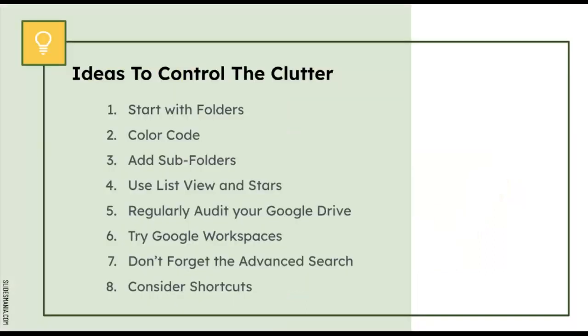Let's dive right in. Ideas to consider to control the clutter. Start with folders. Color code those folders. Add subfolders. In addition, you can use the list view and stars. Regularly audit your Google Drive. So here's where a little bit of work is going to be needed on your part. Also, try Google Workspaces, and don't forget, use that advanced search bar in your Google Drive, and consider using shortcuts. Let's look into each one of these a little bit further.